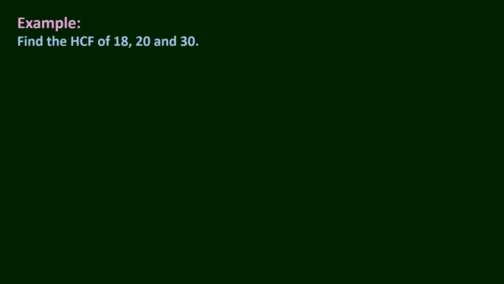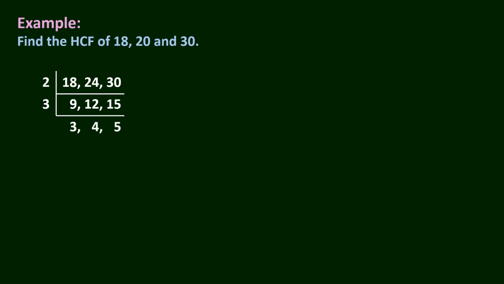Let's consider 3 values. Find the HCF of 18, 24, and 30. Follow the same steps. Divide 18, 24, and 30 by 2. You will get 9, 12, and 15. 9, 12, and 15 are all divisible by 3. You can divide by 2, but only 12 is divisible by 2 at this point. But in HCF, you should divide by the same common divisor, 3.